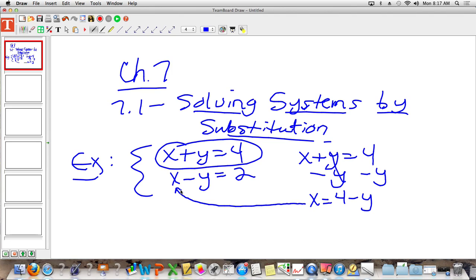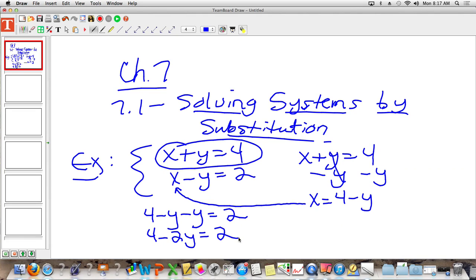So I'm going to rewrite the second equation, not with an x. I'm going to write 4 minus y, minus that y, is equal to 2. Do you see what I just did? Yes. All right, clean it up a little bit now. We have 4 minus y minus y. What is 4 minus y minus y? It's going to be 4 minus 2y equals 2.